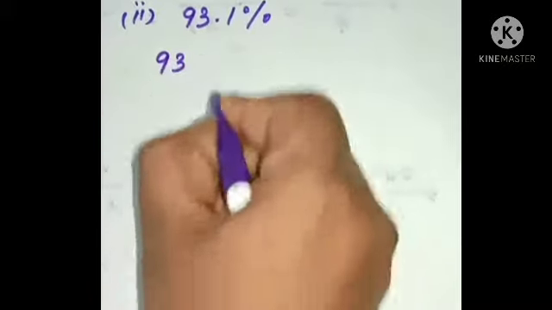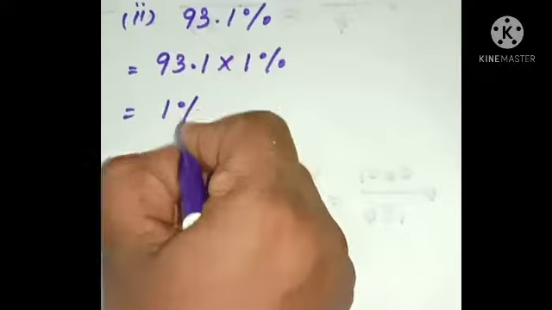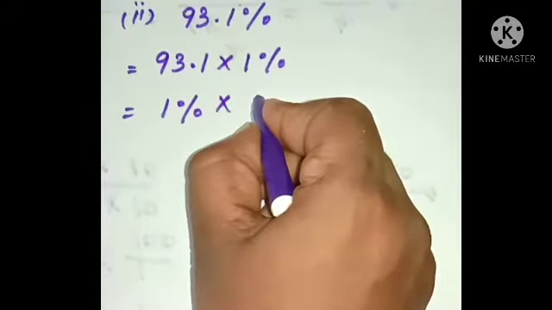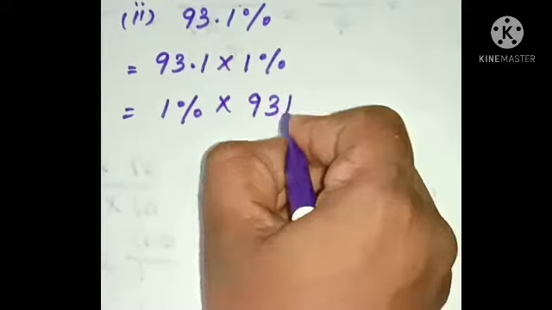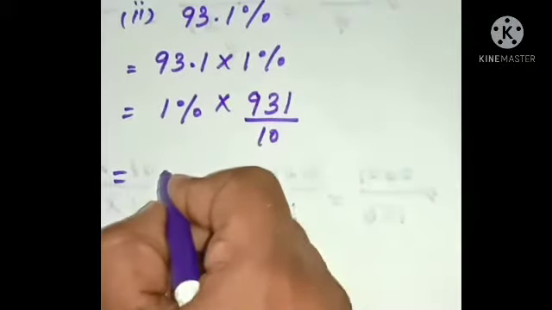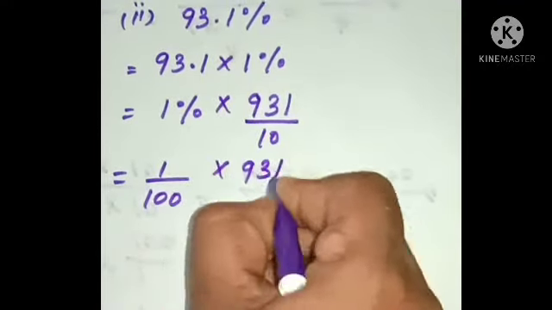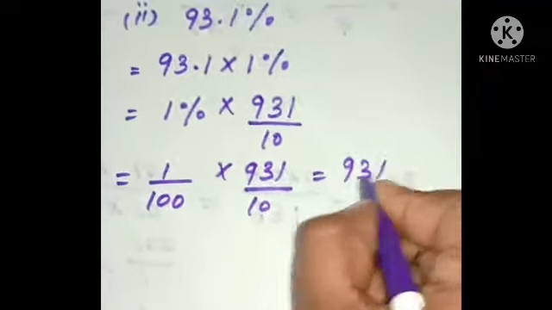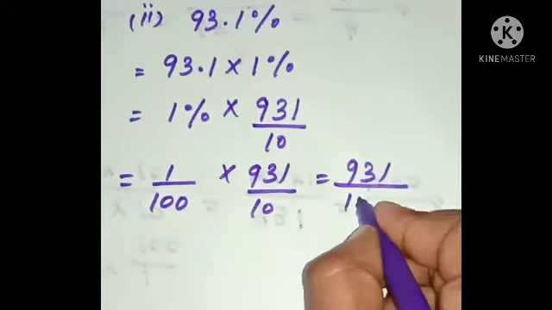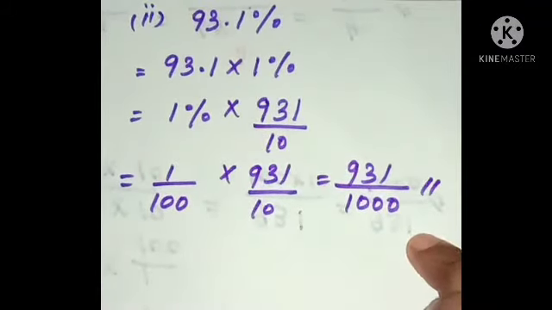Now, 93.1 into 1 percentage. So here 1 percentage keep here, and 93.1 can be written as 931 by 10, isn't it? 931 by 10. So here 1 by 100 is equal to 1 percentage, isn't it? 931 by 10, 931 by 1, 2, 3. Thus, 931 by 1000 is the fraction form of the given percentage 93.1.